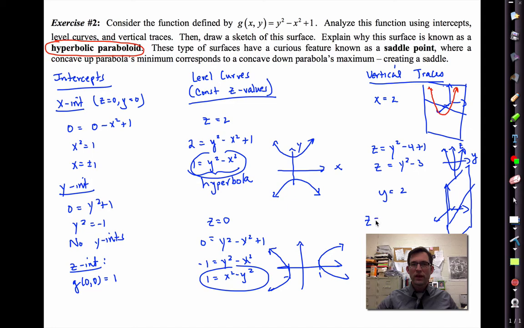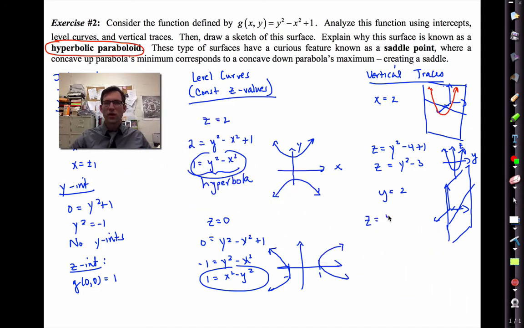Well, let's take a look. We get z equals y squared, which is 4, minus x squared plus 1. So z is equal to 5 minus x squared. That's also a parabola, but notice it actually opens downward. Hey, it's the bell. So I get something like that.